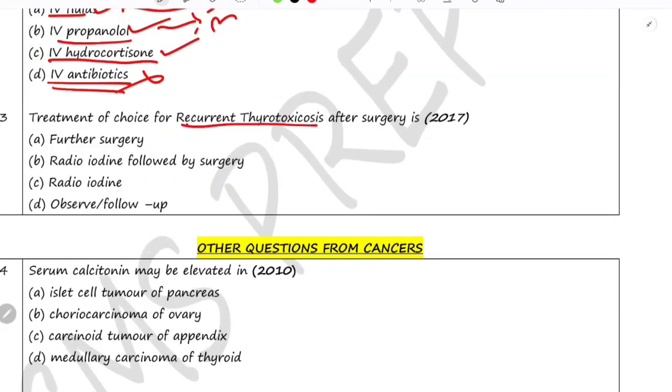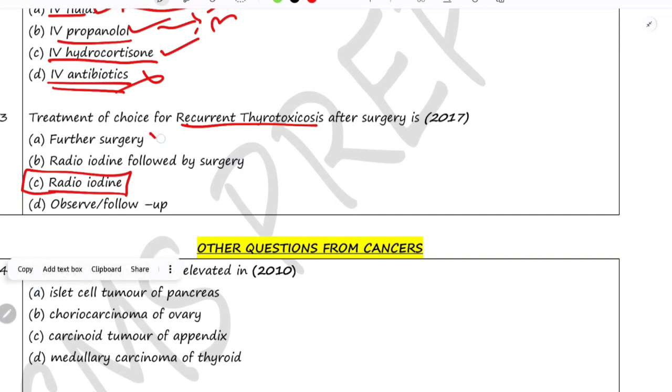Treatment of choice for recurrent thyrotoxicosis after surgery is, the correct option is radioiodine. Radioactive iodine is the preferred treatment for recurrent thyrotoxicosis. It is effective in ablating the residual thyroid tissue or recurrent hyperfunctioning thyroid cells and avoids the risk associated with further surgery. So why are the other options less suitable?